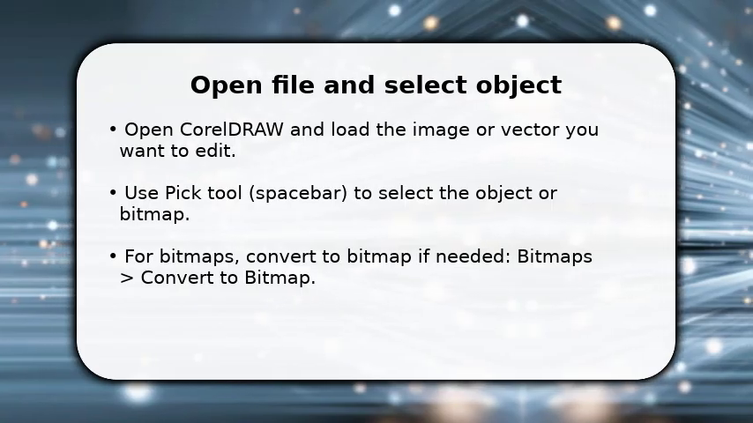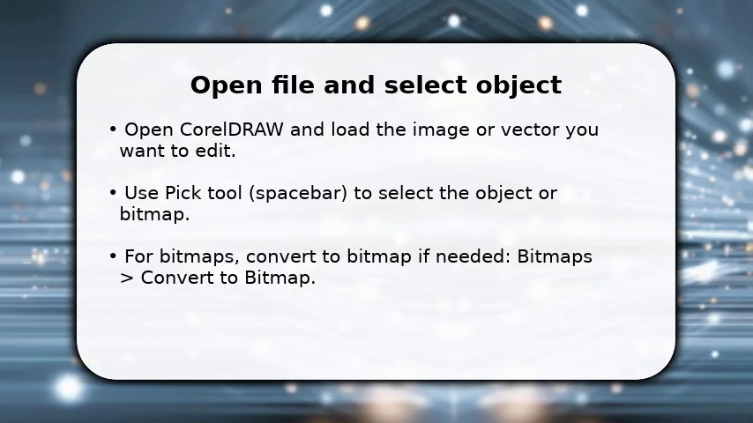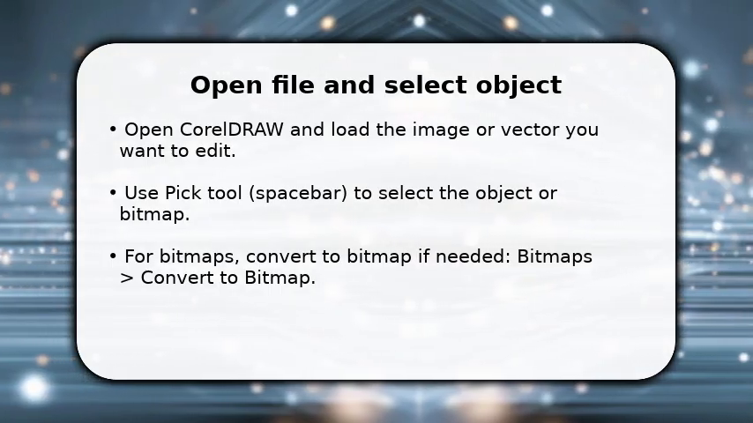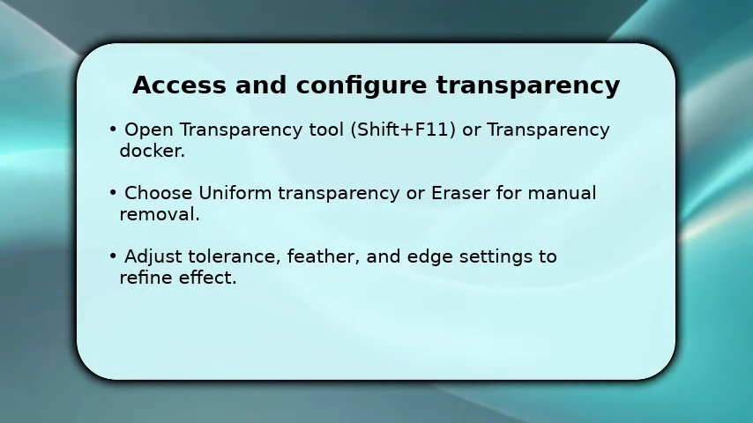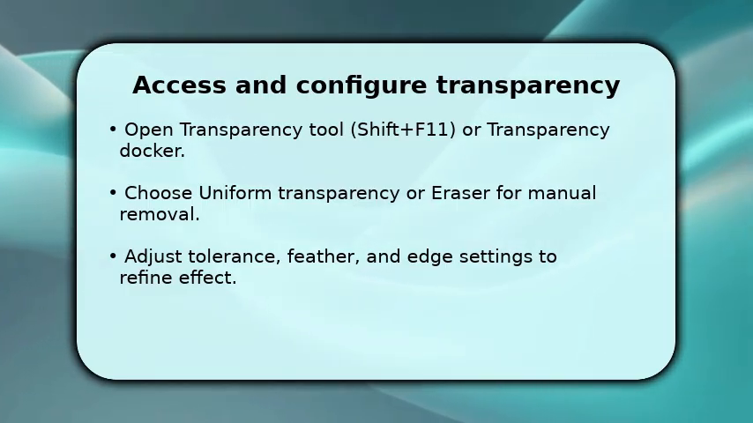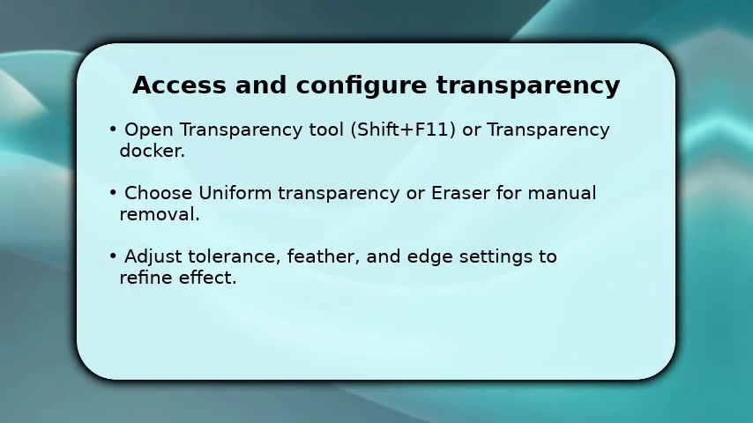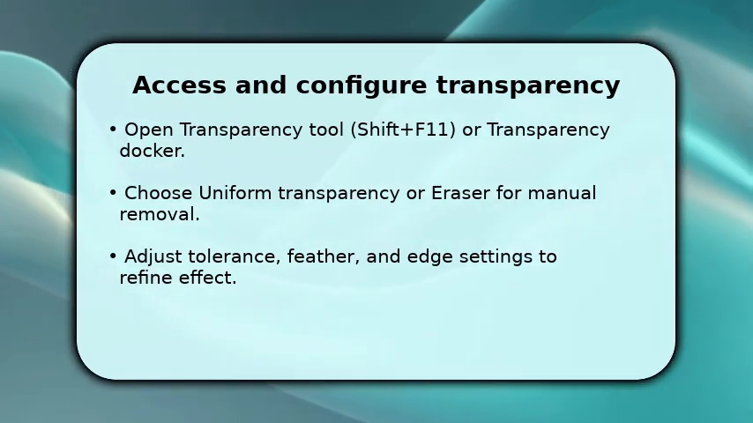Make sure to note the background color you intend to make transparent before proceeding, because the next steps target that exact color. This saves time and prevents color spill. Now access the Transparency tool or the Transparency Docker and choose a method. If you need a single color removed, pick Uniform Transparency and click the color to sample it. This tells Corel which color to treat as transparent.